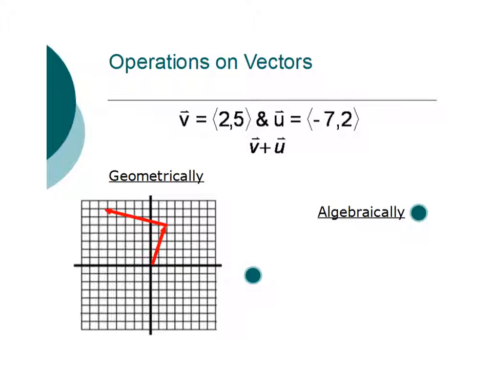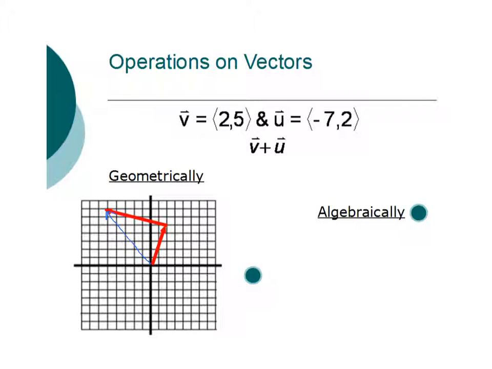Could you add these two vectors together? Well, here's my 2, 5 vector, vector v. And then vector u, if I did the tip to tail thing, I'd have to go left 7 and up 2, so there would be the next vector right there. And what I'm looking for is this resultant vector right here.